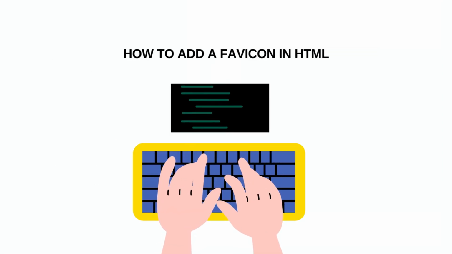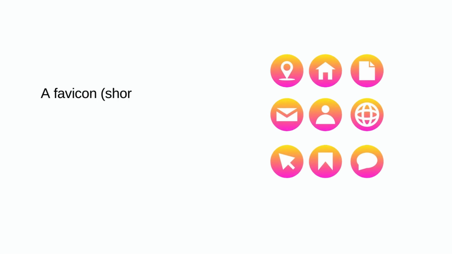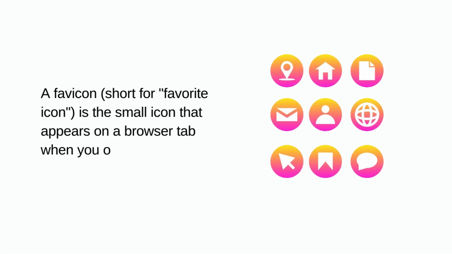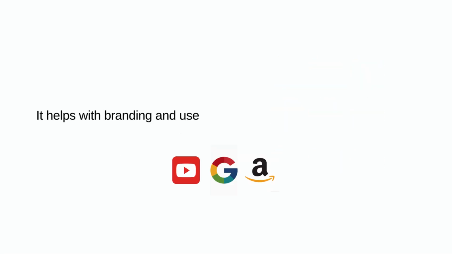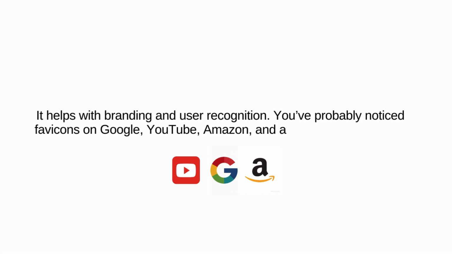How to add a favicon in HTML. A favicon, short for favorite icon, is the small icon that appears on a browser tab when you open a website. It helps with branding and user recognition. You've probably noticed favicons on Google, YouTube, Amazon, and almost every other site.